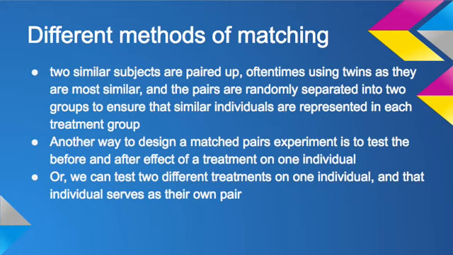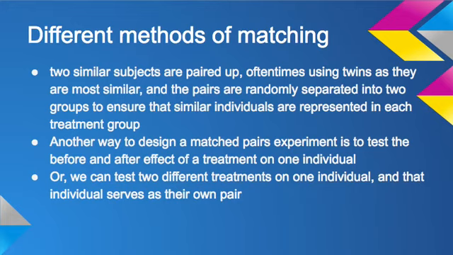So in some, two subjects are paired up. A lot of times people use twins in an experiment because they're most similar and share the same DNA, and the pairs are then randomly separated into two groups to ensure that similar people are represented in each treatment group.